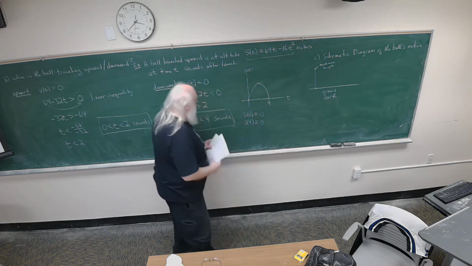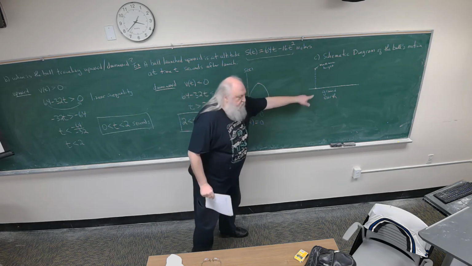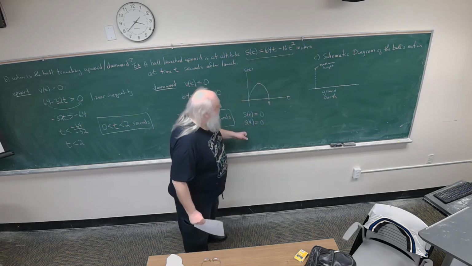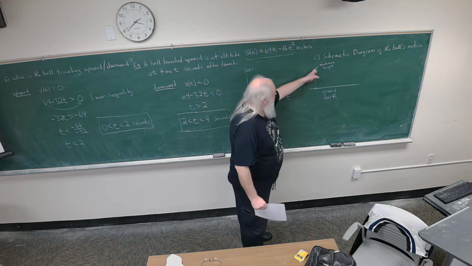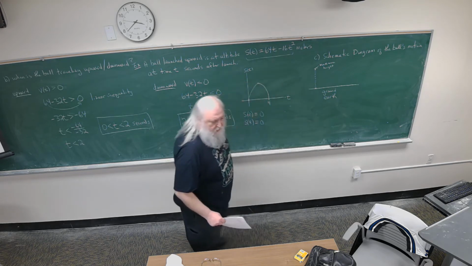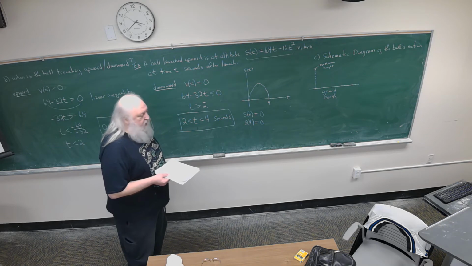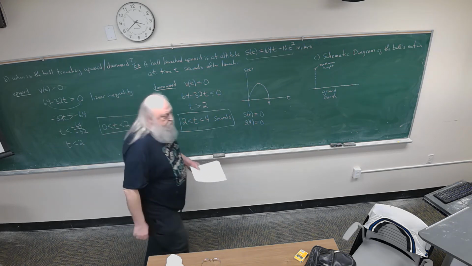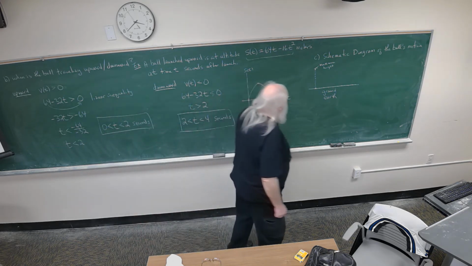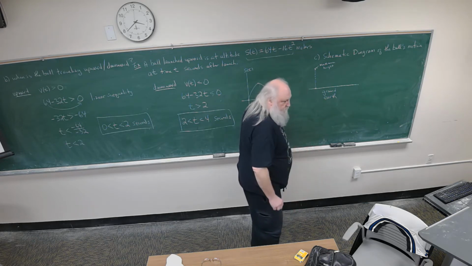So at t equals 0, it gets launched from the surface of the earth. At t equals 2, it hangs momentarily at its maximum height, and then at t equals 4, it plows back into the ground. Yes, ma'am? So are we just assuming it's going to land in the same place as them? Yeah. Because it's launched vertically, okay?